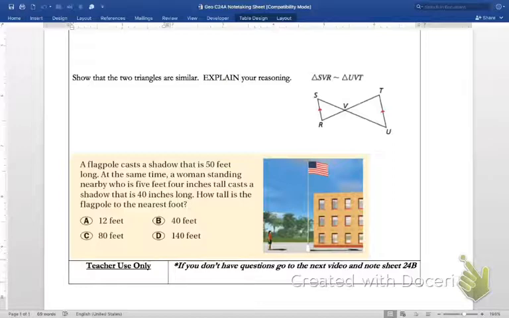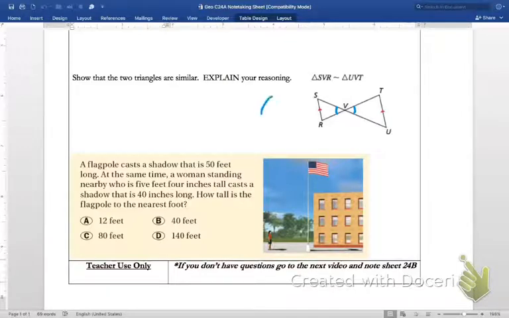All right, let's jump down to the bottom. Show that these two triangles are similar. Kind of like a bow tie that we've done proofs with before. Triangle SVR over here on the left side, and triangle UVT over here on the right side. So what would make them similar? Well, you'll notice that in the middle here we have vertical angles. And vertical angles are congruent.